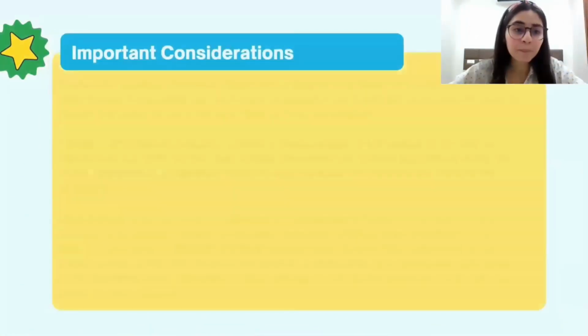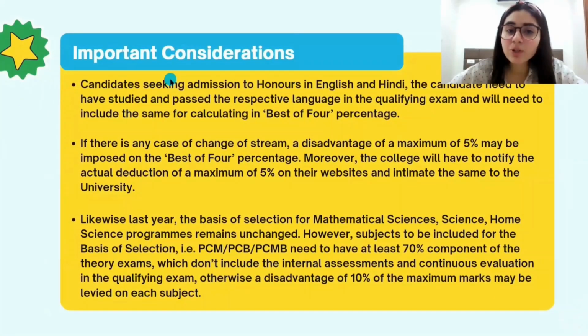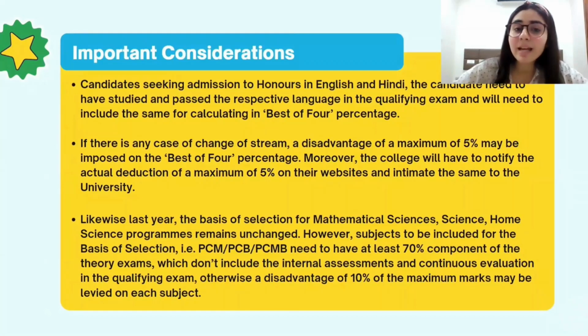Further moving on, candidates seeking admission to honors in English and Hindi must have studied and passed the respective languages in the qualifying exam and will need to include the same in calculating best of 4. So if you are seeking admission in English honors or Hindi honors, you must have studied and passed these languages, and you will also have to add these languages while calculating best of 4.